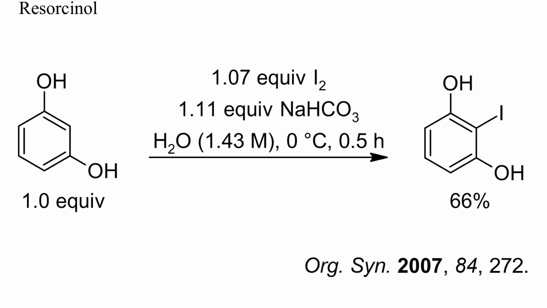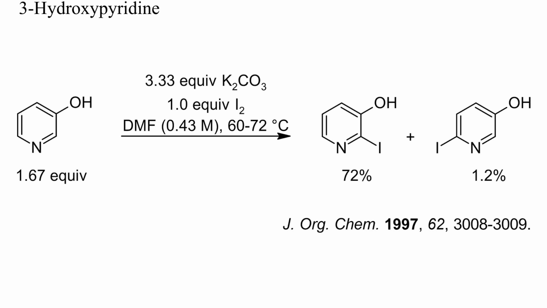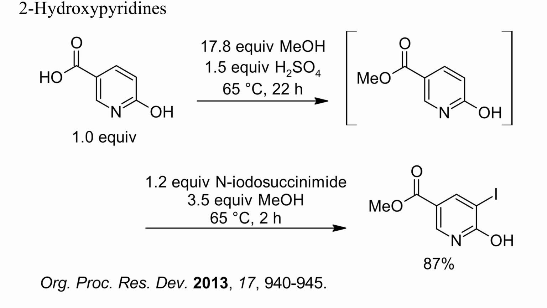Resorcinol can be iodinated once between the two hydroxy groups by careful treatment with just one equivalent of iodine. I could not find any example of direct electrophilic iodination of unsubstituted pyridine. This isn't surprising, because pyridine is electron deficient and becomes still more electron deficient when mixed with acids. Hydroxypyridines, on the other hand, are quite reactive. In this example, treatment of 3-hydroxypyridine with one equivalent of iodine gave mainly 2-iodo-3-hydroxypyridine. Here, hydroxynicotinic acid was first esterified with methanol and then iodinated with iodosuccinimide, without isolation of the ester.